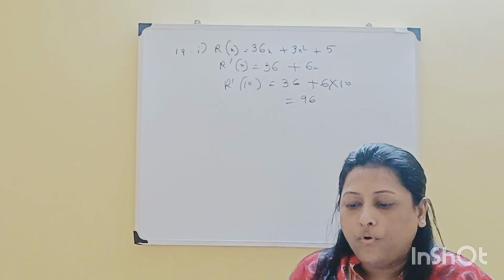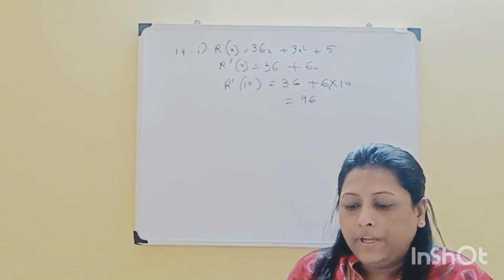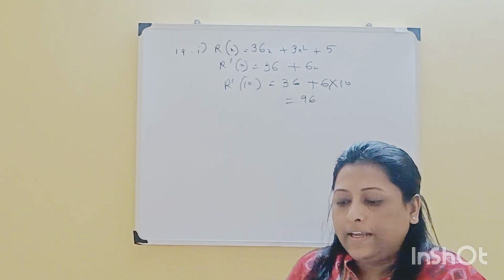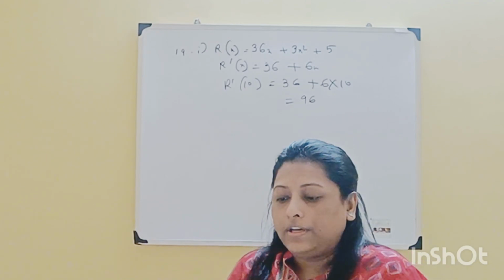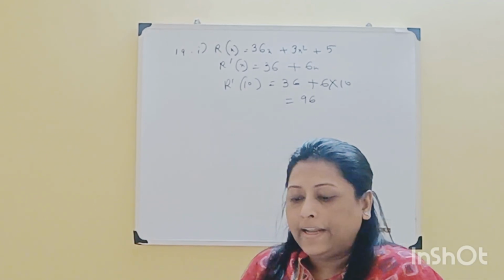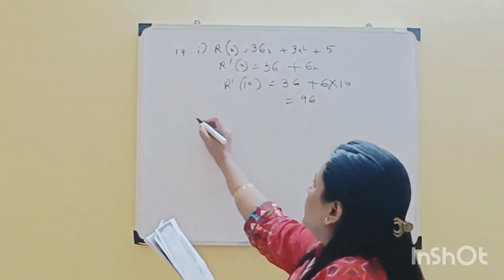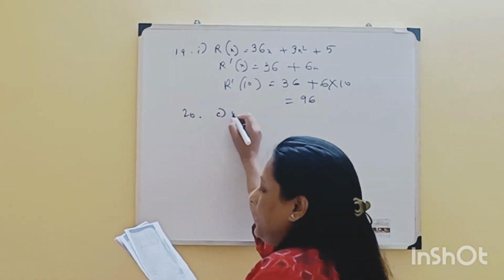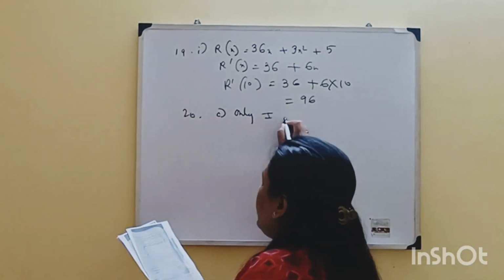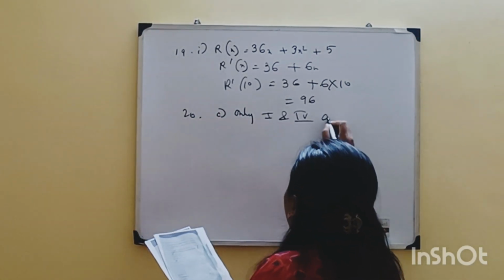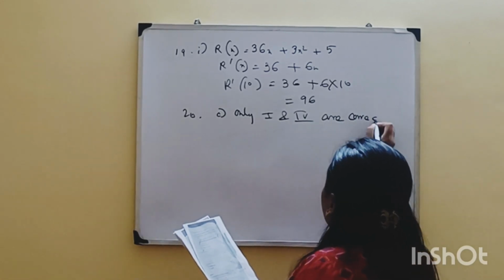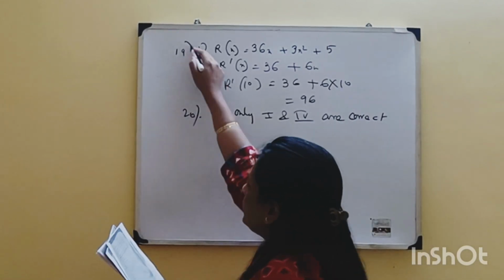Option A, only 4 correct. Option B, only 1 and 2 correct. Option C, only 1 and 4 correct. Option D, only 3 and 4 correct. Which is correct? Option C, only 1 and 4 correct. I'm done. Okay, this one is done.